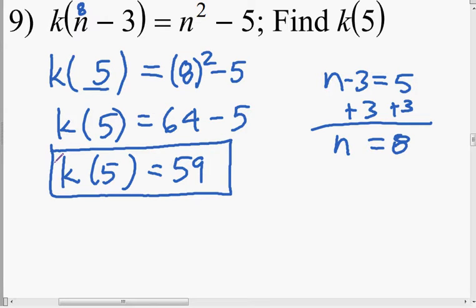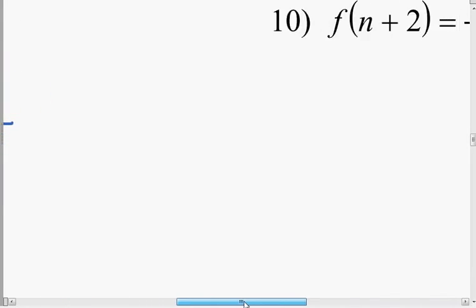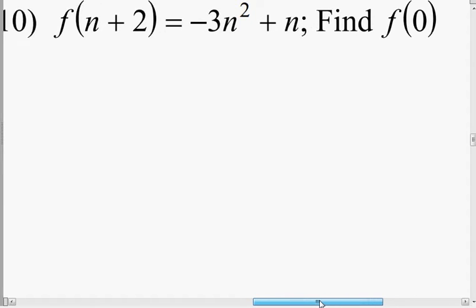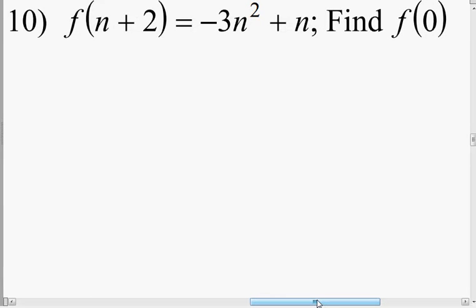Once I figure out n, it's just a matter of plugging it in. Pretty straightforward. It's a little complicated to see what n is to figure out what the variable actually is, because I'm not given the function in terms of n. Okay. Try number 10. Pause the video, try number 10. When you come back, you can check your answer.